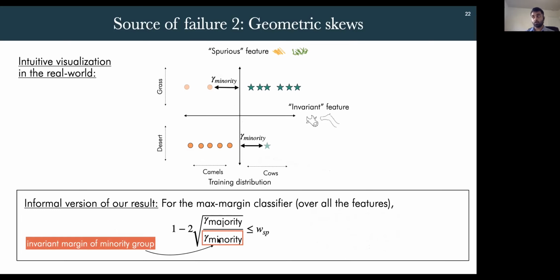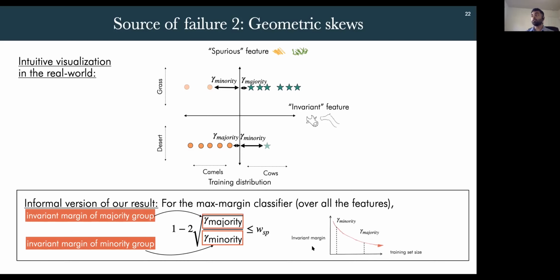So the first quantity here, which I am referring to as gamma minority, refers to how much separation you have in the minority groups, how much margin of separation you have. And the top quantity here, which is the gamma majority, is how much separation I see in the majority group, which is going to be very tiny.